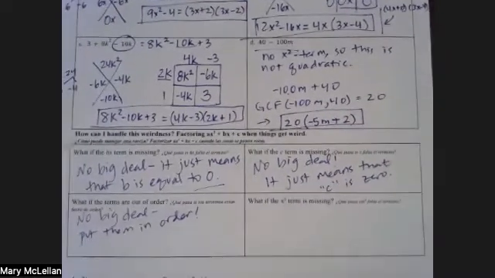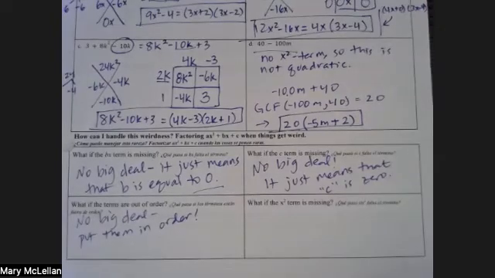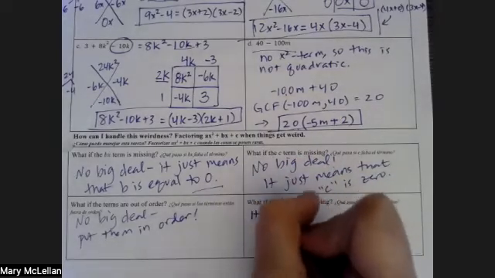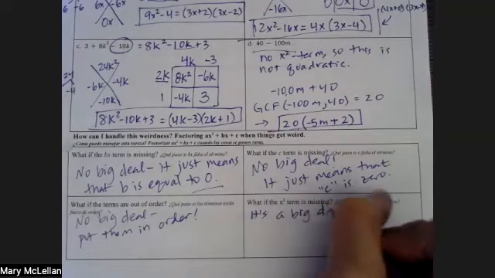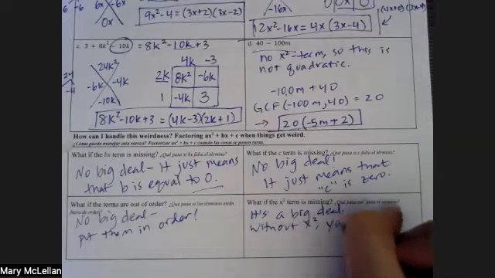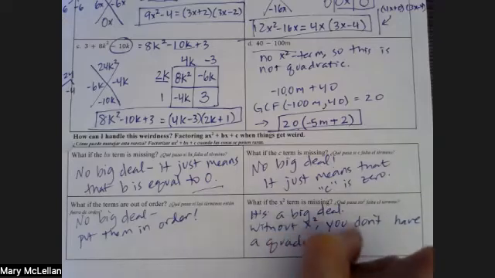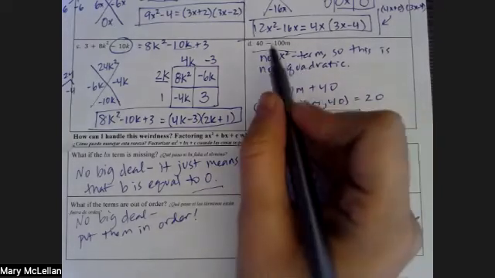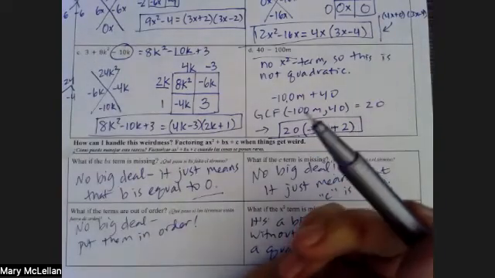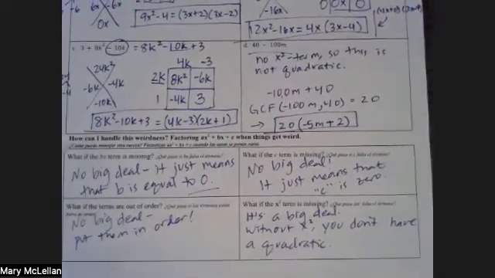Okay, last but not least, what if the x squared term is missing? Well, look, x squared is really important. If there's no x squared, then it's kind of a big deal. Without x squared, you don't have a quadratic. The x squared term is what makes your trinomial a quadratic, or your binomial, or anything. If the biggest power is x squared, you've got a quadratic.